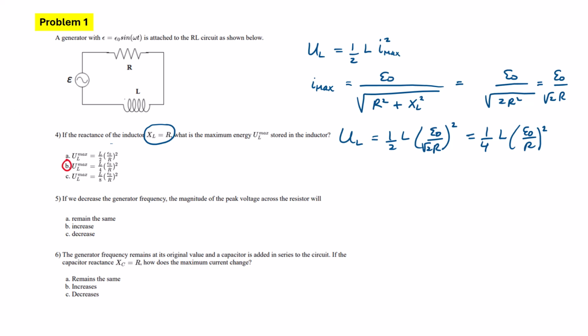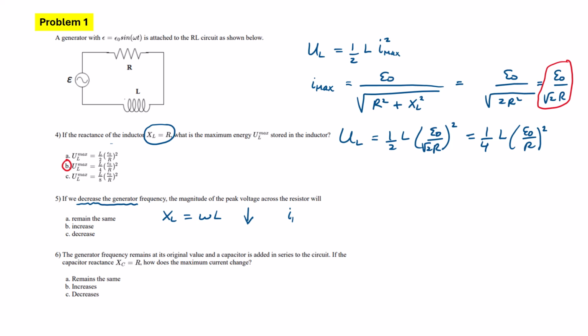Next question says, if we decrease the generator frequency, the magnitude of the peak voltage across the resistor will do what? The key word here is that we're decreasing the frequency. Now, if you think about the reactance of the inductor, it's calculated as omega multiplied by L. So if I decrease the frequency, I'm making omega smaller, which means this reactance is going to get smaller.